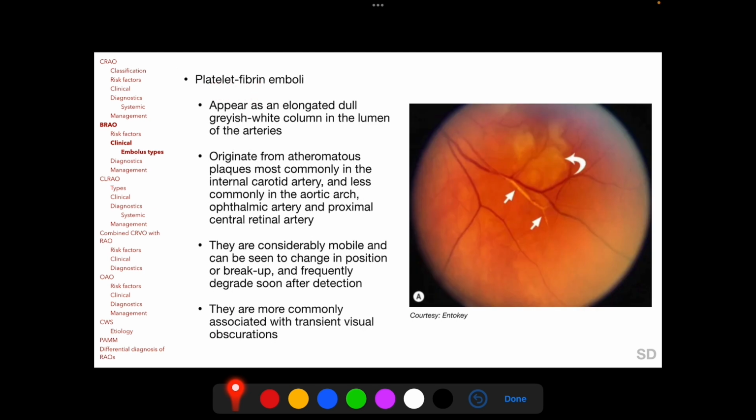Platelet fibrin emboli, as seen here in this clinical photograph, appear as an elongated dull grayish-white column in the lumen of the retinal arteries. Like cholesterol emboli, platelet fibrin emboli also originate from atheromatous plaques, most commonly in the internal carotid artery and less commonly from atheromatous plaques in the aortic arch, ophthalmic artery, or the proximal portion of the central retinal artery. Platelet fibrin emboli are considerably mobile and can be seen to change in position or break up into fragments and frequently degrade soon after detection. And because of this mobility, they are more commonly associated with transient visual obscurations.